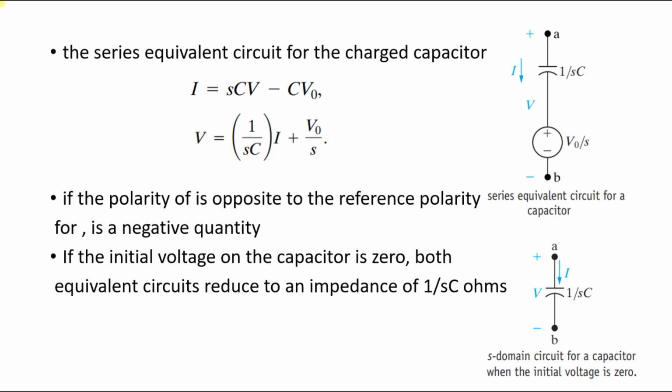And the next one is the same equation replaced by a series equivalent circuit. Here we know the final formula from the previous slide, which is I equal to SC into V minus C into V naught. Therefore V equal to I plus CV naught divided by SC. When I simplify this, it looks like this. Here V naught by S is nothing but my voltage source. It is given like here.